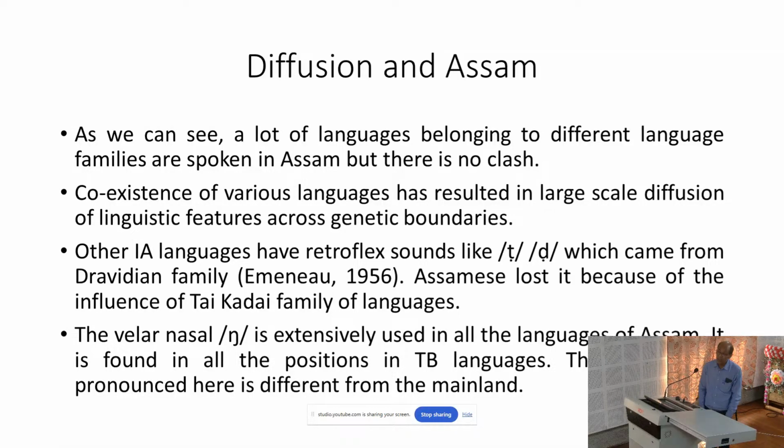And since Ahom language was a language of the rulers, so Ahom language की मेरे ख्याल से और सभी लोग वही बोलते हैं कि more than the Tibetan, Ahom has more influence on Assamese. That is why Assamese lost the retroflex phonemes. The next point is the velar nasal ng. Now this ng is very prominent in almost all the Tibetan languages.